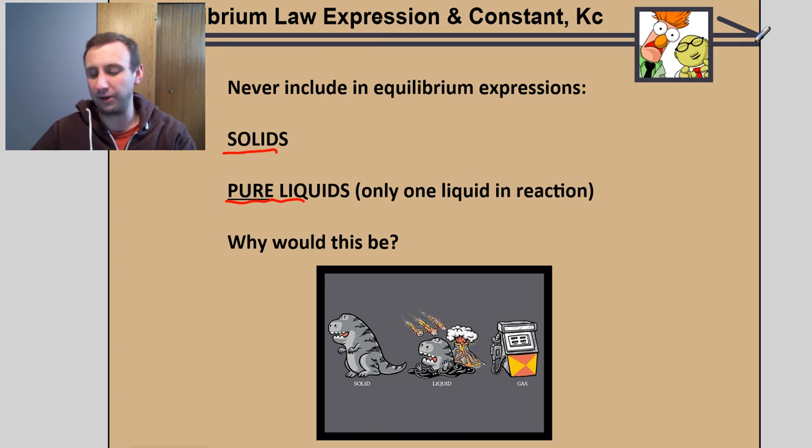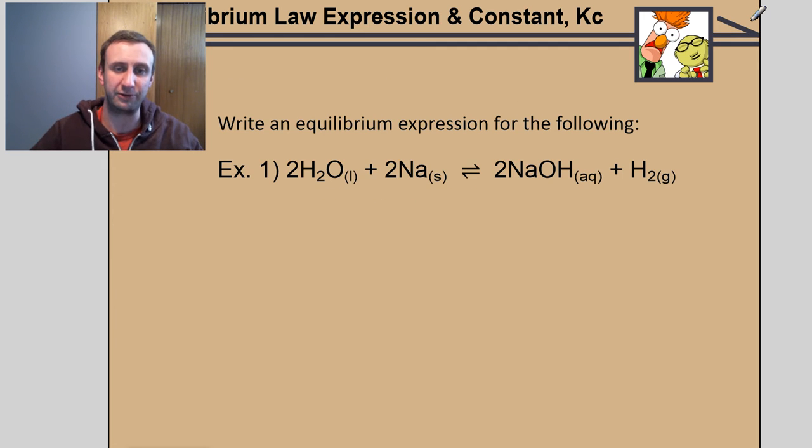So when I'm looking at that, I'm looking at all reactants and products, and I'm looking at the states. If there's more than one liquid between both reactants and products, then I include them in the expression. Otherwise, I do not. Gases and aqueous things always get included. They're always in the expression. So let's take a look at this.